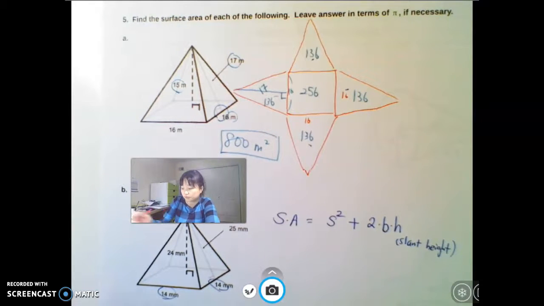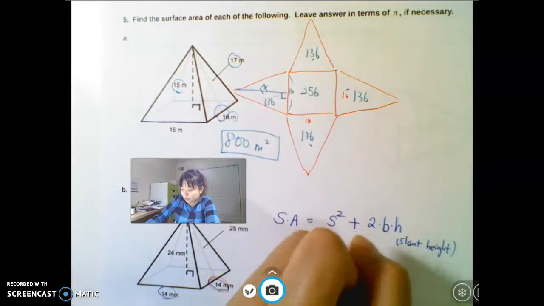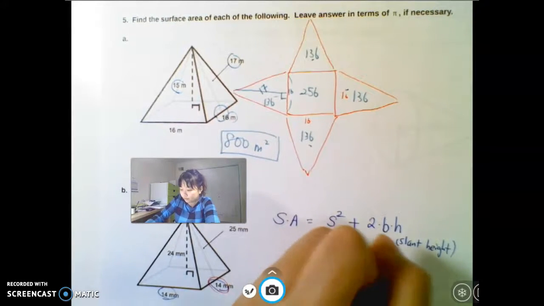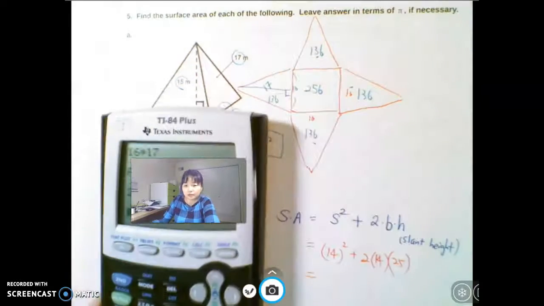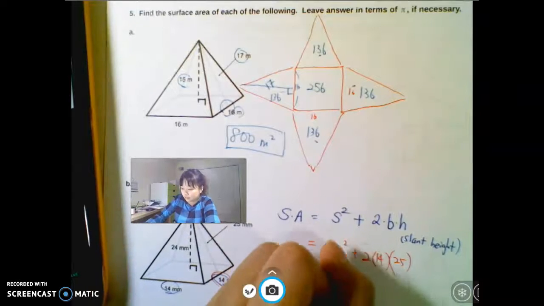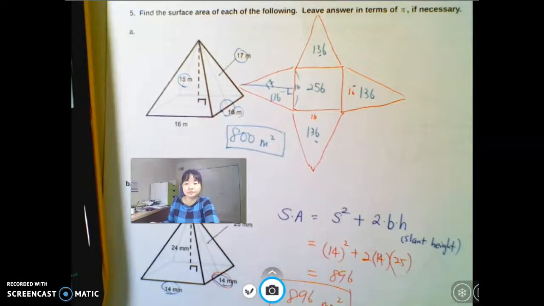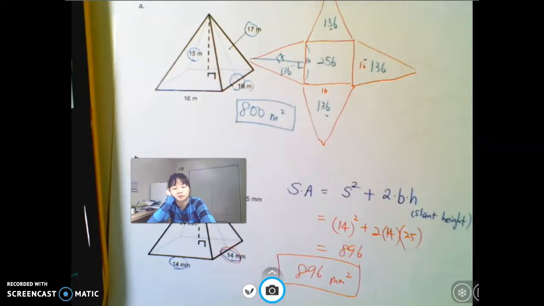So if you like to just put in the formula, because you're a formula person, it'd be side 14 squared plus 2 times the base 14, height 25, and then you just have to put that in the calculator. 14 squared plus 2 times 14 times 25 is 896. And the unit would be millimeters squared. So the unit has to be squared since we're talking about surface area.